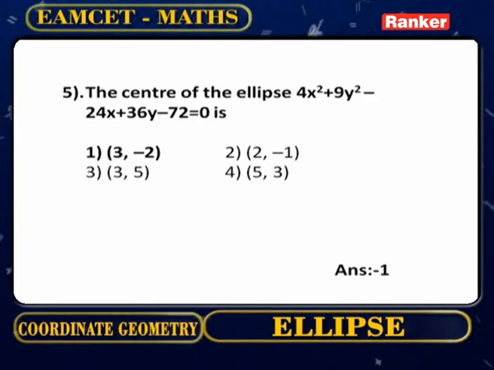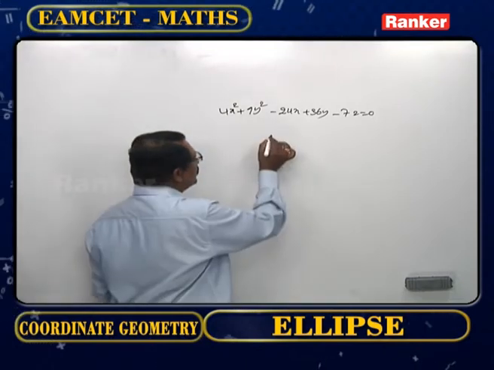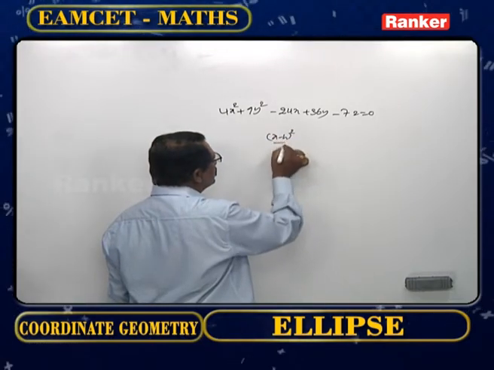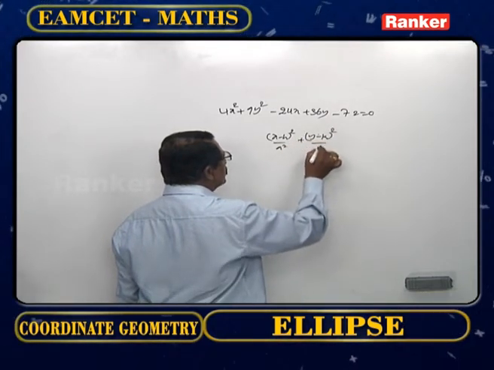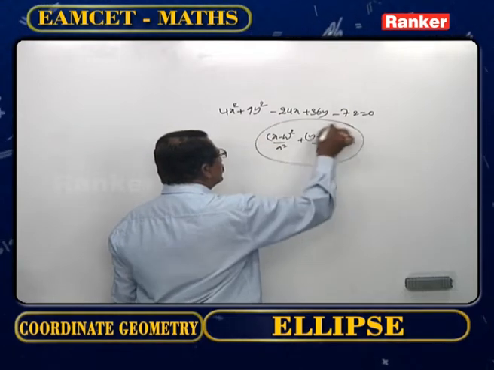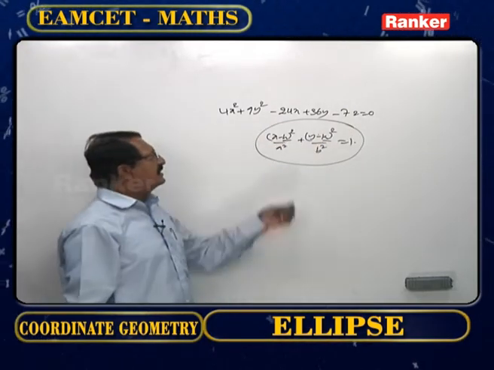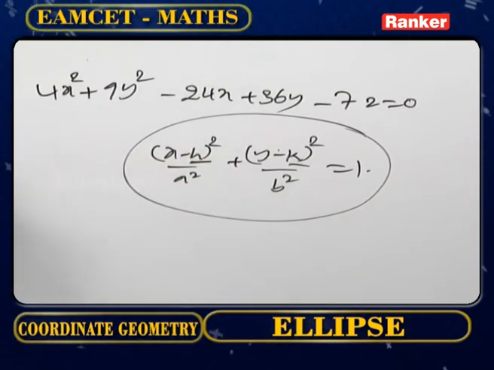The center of the ellipse 4x square plus 9y square minus 24x plus 36y minus 72 equals 0. The required center of the ellipse. Actually, the given equation is converted into the form (x minus h) whole square by a square plus (y minus k) whole square by b square equals 1. After that, the center of the ellipse is h comma k. But converting the given equation into this form is a very lengthy process.